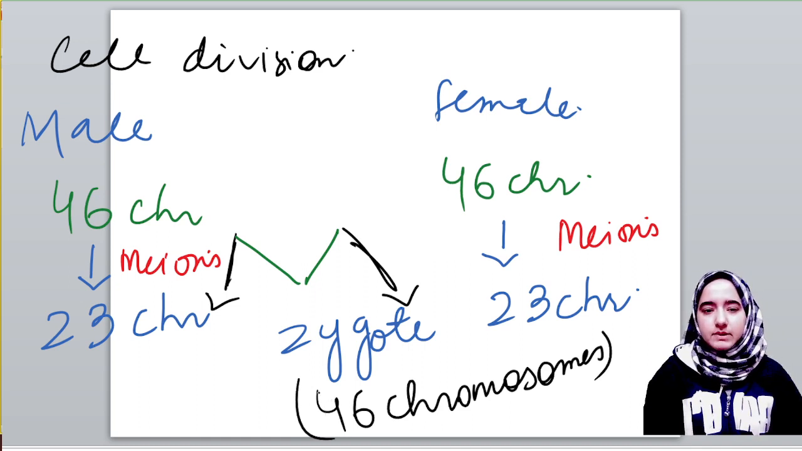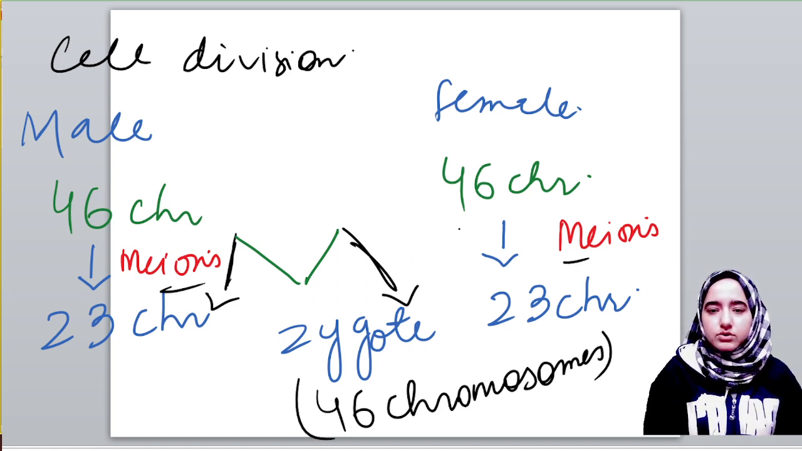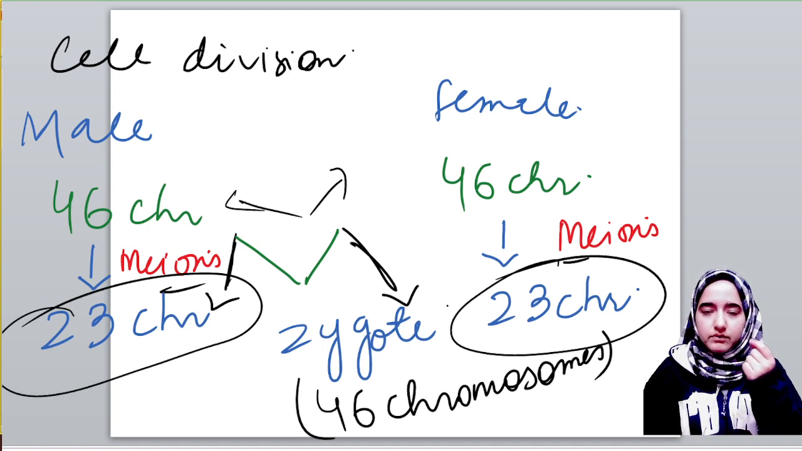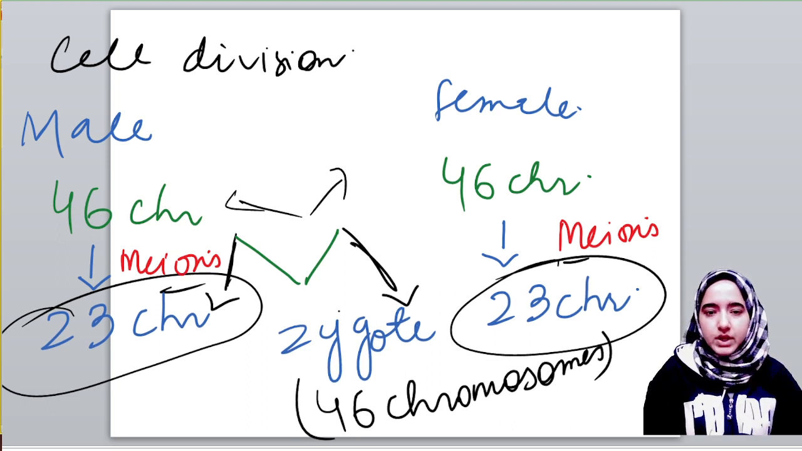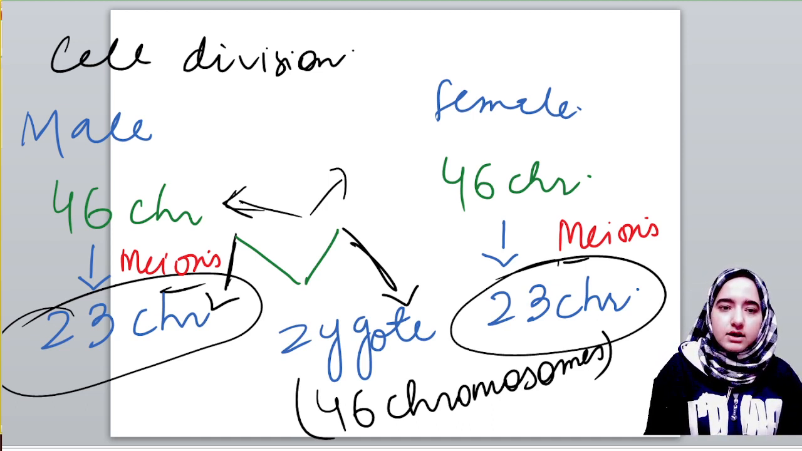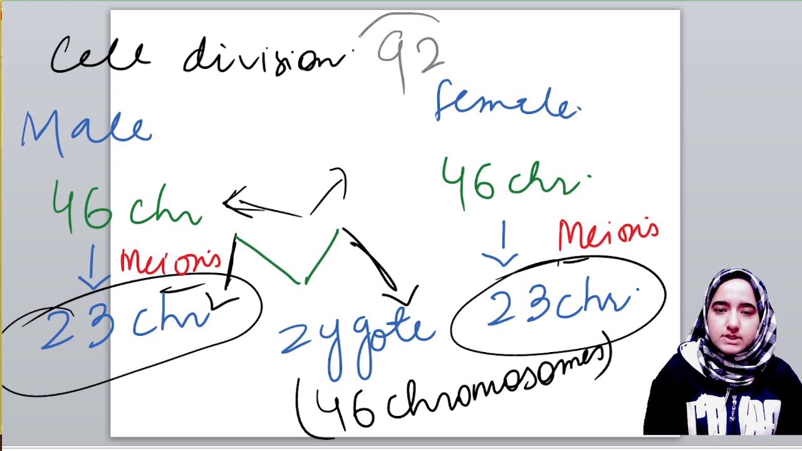Now your question might be, ma'am, why does meiosis happen? Why don't the gametes fuse as it is? Gametes are haploid cells. Please remember, gametes will always have only one set of chromosomes, not a pair. Had they fused with 46 chromosomes each, without reduction, without cell division, without meiosis, we would get a new organism which will have 92 chromosomes.